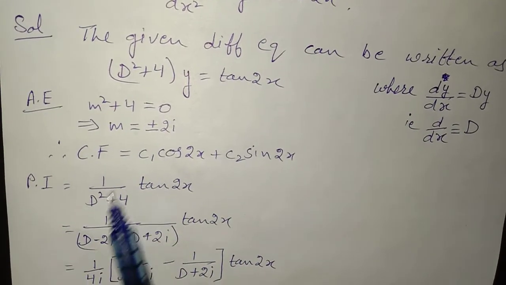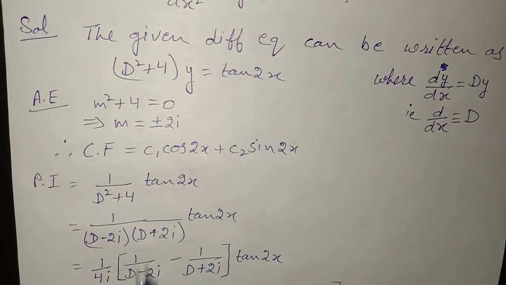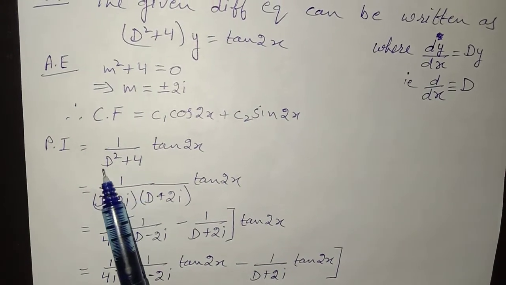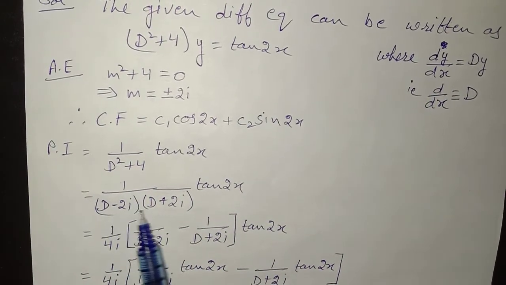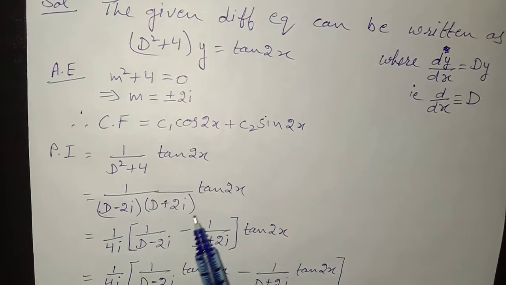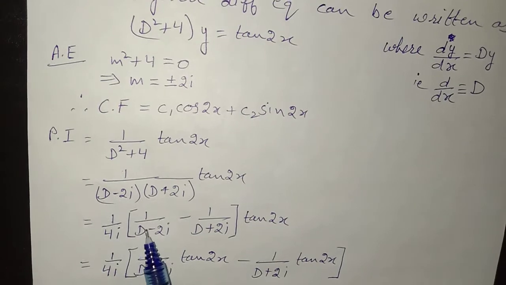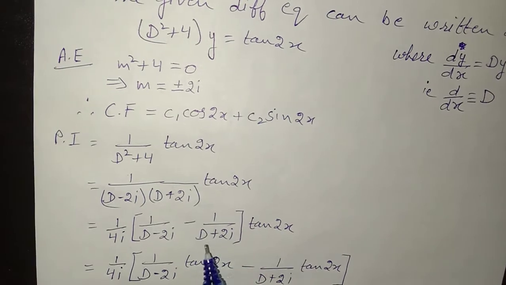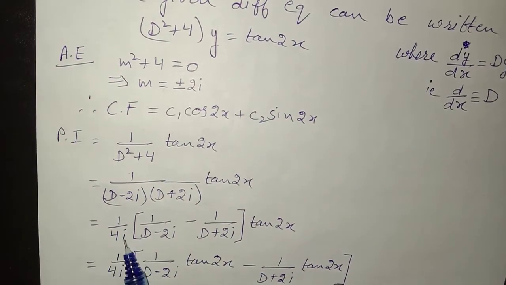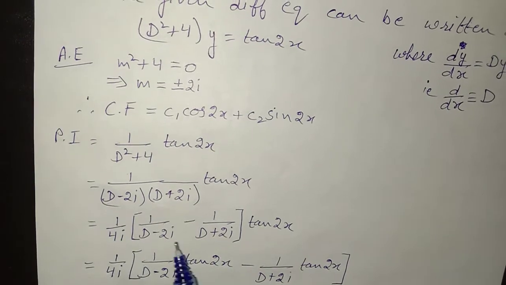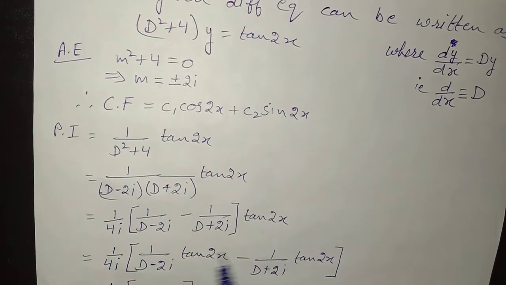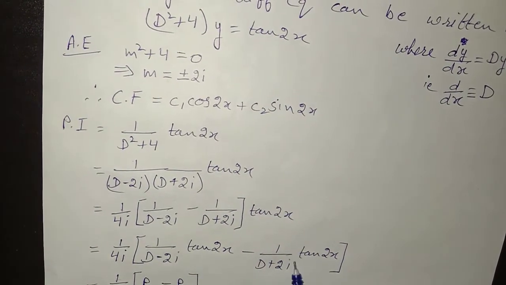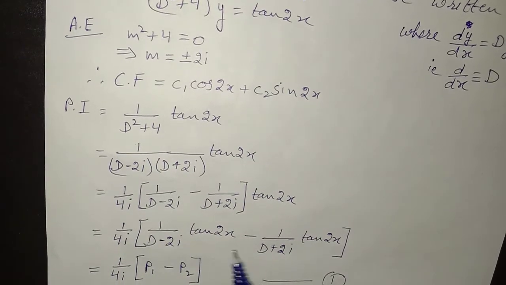And the particular integral is 1 over (D² + 4) tan 2x. Just now I told you that first we factorize this f(D) into linear factors. So here we have two linear factors. Now using partial fractions, we can separate the two factors: [1/(D - 2i) - 1/(D + 2i)] divided by 4i, where i means iota, operating on tan 2x. Now we operate each of the factors on tan 2x.